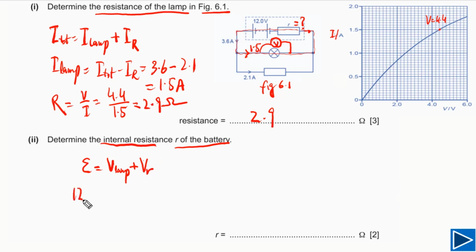So simply we can write down EMF is 12.0, and the potential difference across the lamp we have just found. When the current is 1.5, the potential difference is 4.4, and the current passing through this resistor is 3.6, times r. So from here we can find the value of the internal resistance. If we do the calculation, the internal resistance will be equal to 2.1 ohms. So this is the value of the internal resistance.